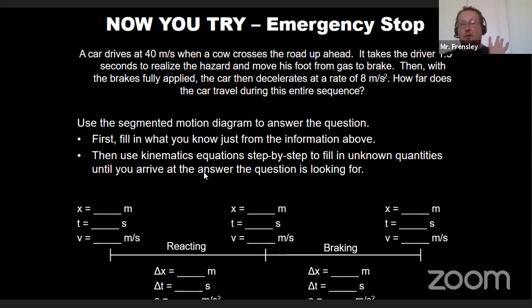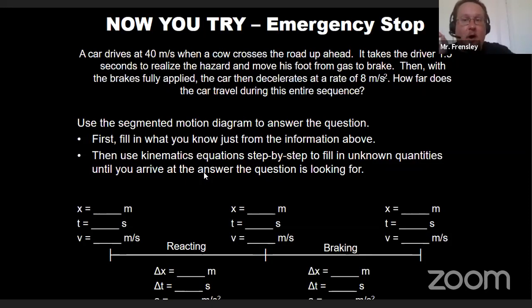It's going to take the driver 1.5 seconds to say, oh my gosh, and then move his foot from the gas to the brake and mash the brake pedal in like there's no tomorrow, because there's not going to be a tomorrow if you hit that cow really hard, right? So if you hit a cow, the cow wins. Let me just tell you right there.